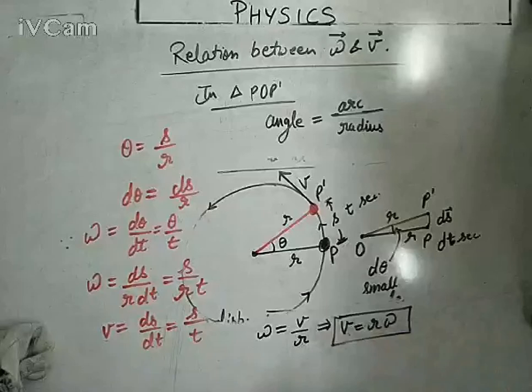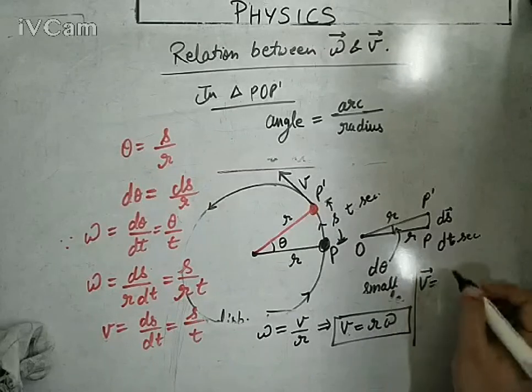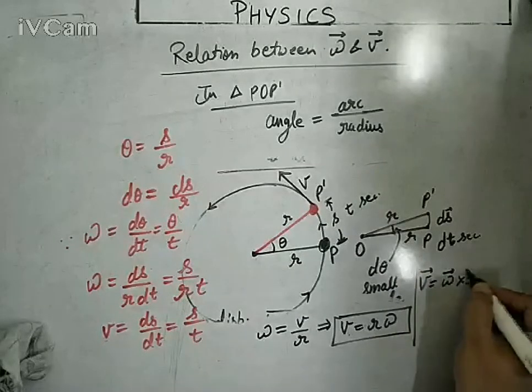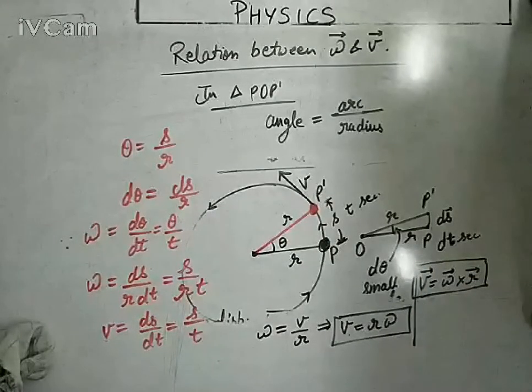This is the general relation between linear velocity and angular velocity, but in scalar form, not in vector form. If you want to write it in vector form, follow the cross product concept: v vector equals omega vector cross r vector. Keep this in mind, it is omega cross r, not r cross omega. This is the vector form of the relation between angular velocity and linear velocity.